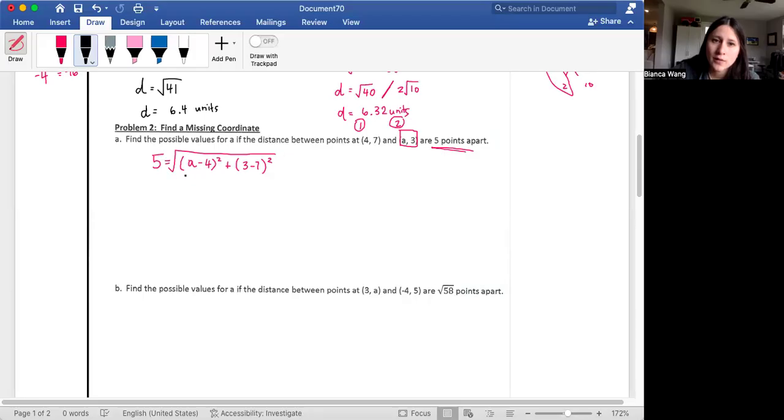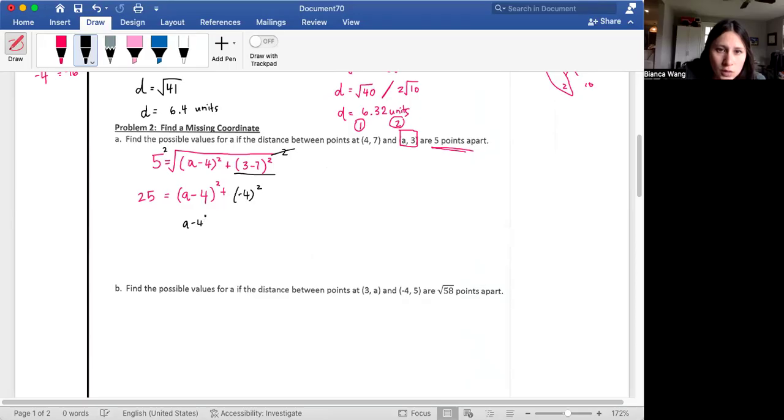So if I have a square root and I'm solving for a variable, first thing I have to do is square both sides so that the square root goes away. So we square both sides. Now I have 25 equals a minus 4 squared. And you know what? I'm going to also just simplify this because these are all known terms. So 3 minus 7 is -4. -4 squared is 16.